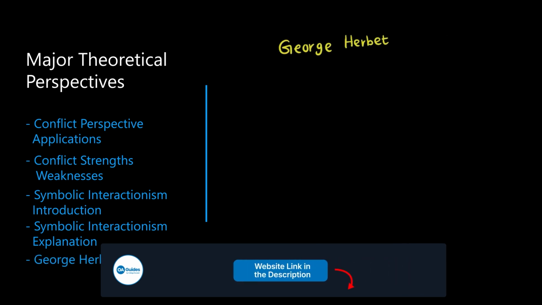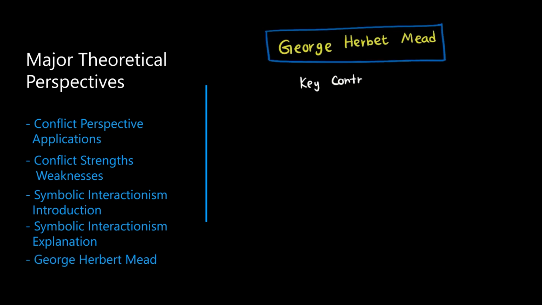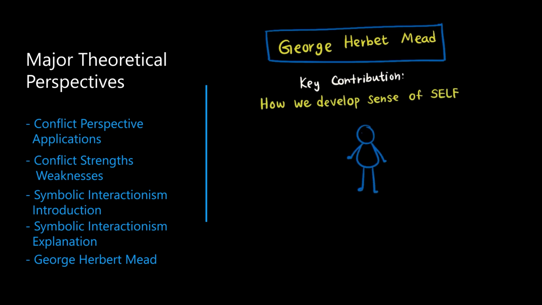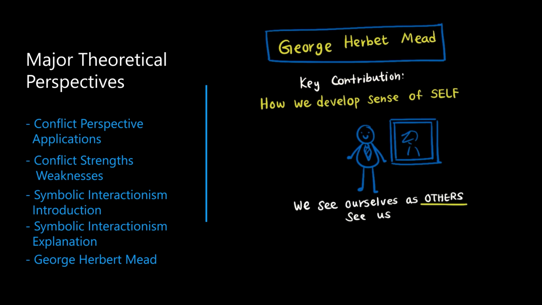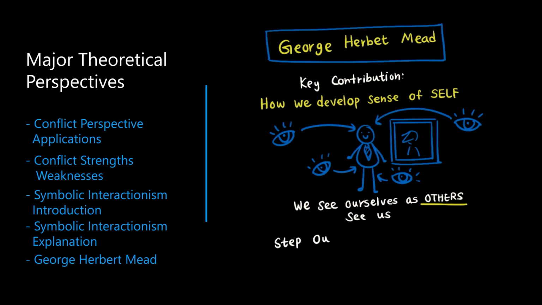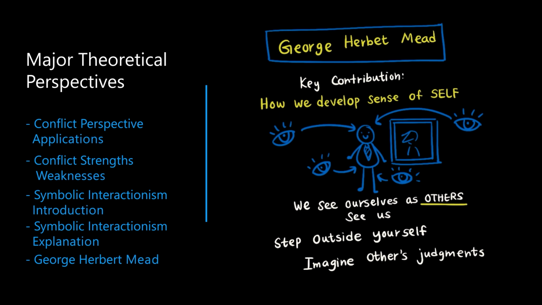George Herbert Mead, a key figure in symbolic interactionism, studied how children develop a sense of self through social interaction. He argued that we learn to see ourselves as others see us. We essentially step outside ourselves and view ourselves from the perspective of others. This is crucial for becoming functioning members of society. We learn what's expected of us by imagining how others will judge our actions.